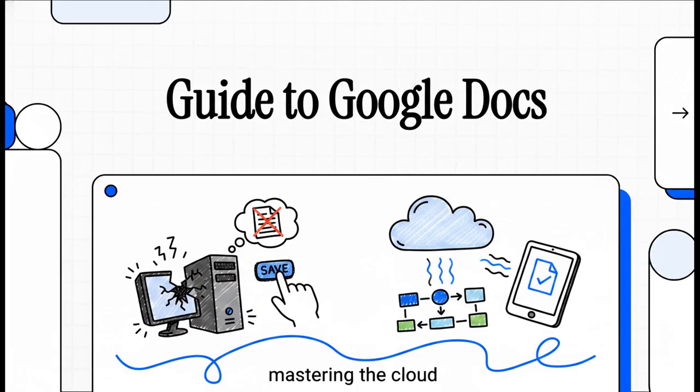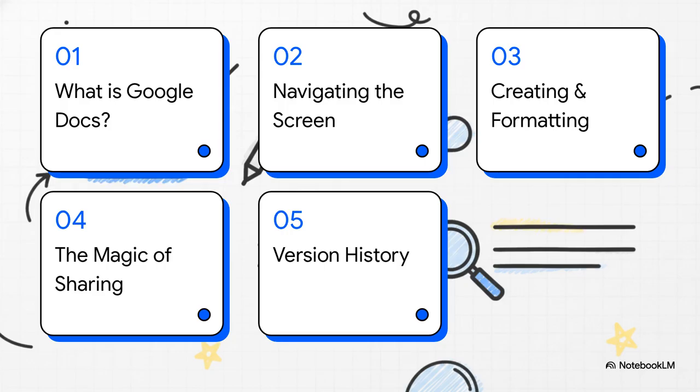Today, we're diving into a beginner's guide to Google Docs. We'll explore how to finally leave that traditional desktop software behind and really master the cloud. Let's take a quick look at our roadmap for today. We'll be tracking the complete life cycle of your document, starting with what Google Docs actually is, moving on to navigating the screen, creating and formatting your work, the absolute magic of sharing, and finally, downloading and version history.